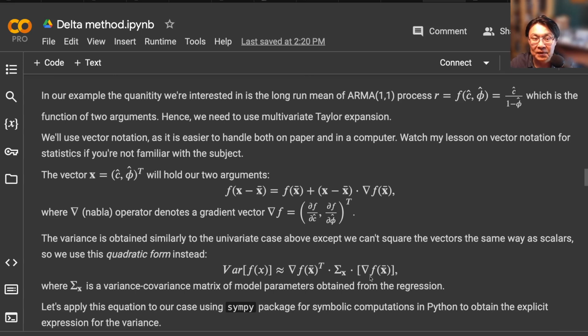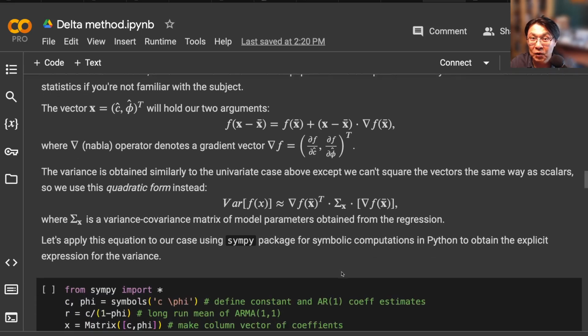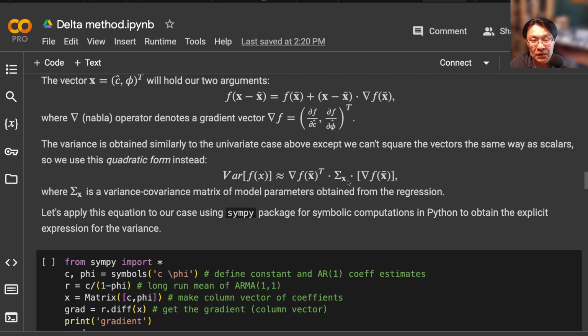It's very simple, right? You calculate the gradient. Once you're done, you can multiply this variance covariance matrix like that. So I'm going to show you how to derive the expression here. This expression, by the way, is a scalar. We are using matrices and vectors, but the result is a scalar, just one number. It's not multidimensional. Okay. So I'm going to use the SymPy package to derive the closed form expression for it.